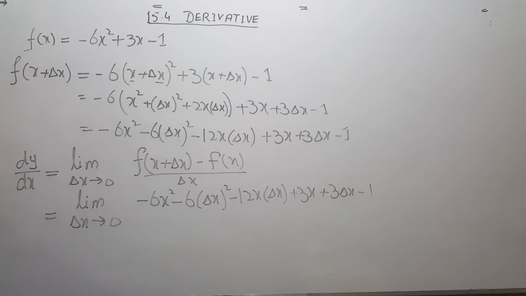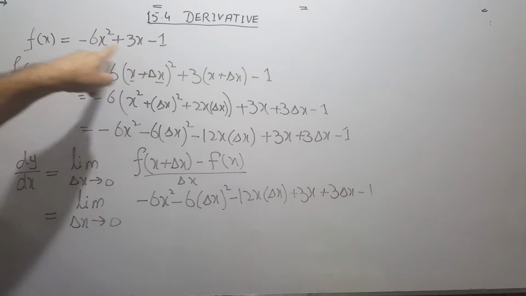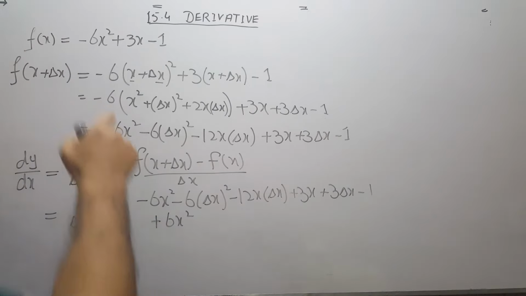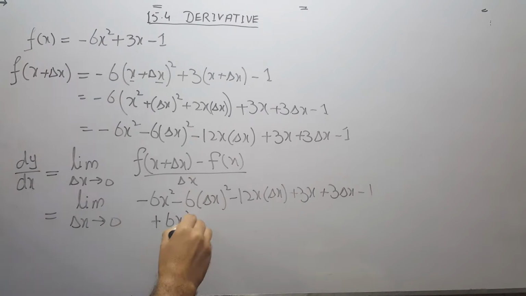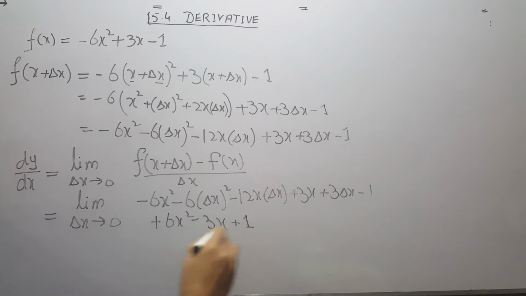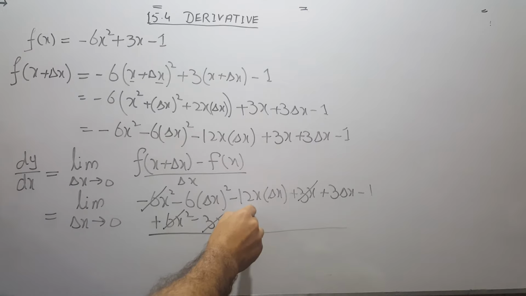Minus 1, and then minus times this function. So if I multiply minus to this one, this would become plus 6x squared. The 3x would become minus 3x, and the minus 1 will become plus 1, and whole divided by delta x. Now you can see this is minus 6x squared, this is plus 6x squared, this is minus 3x, this is plus 3x, this is plus 1, and this is minus 1.